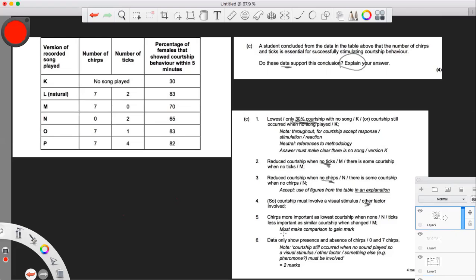And then this is always a nice evaluating point, and this is something that I want you to get into the habit of: looking at the data and saying that actually, this data could be improved because the data only showed presence and absence of chirps, so between 0 and 7. You could reference that as well. That's just a quick point, but I would say most of you did really, really nicely with that question. So well done.